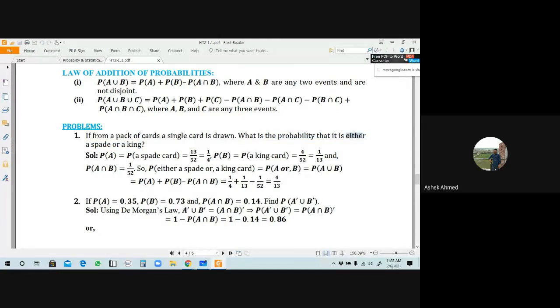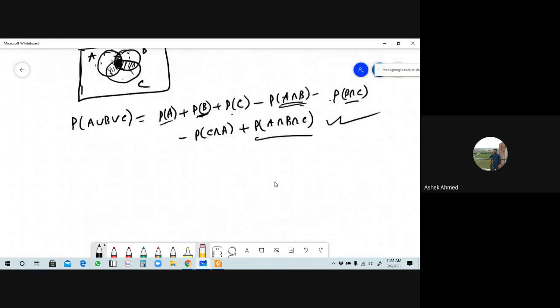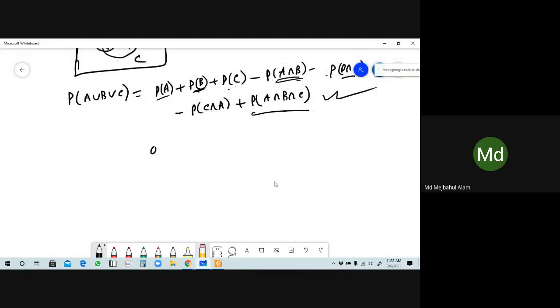Either বলা হয়েছে, ওকে? Either or means union, আর and means intersection. Is it right? Yes, sir. Or means union. আচ্ছা। Okay. And means intersection. Okay.